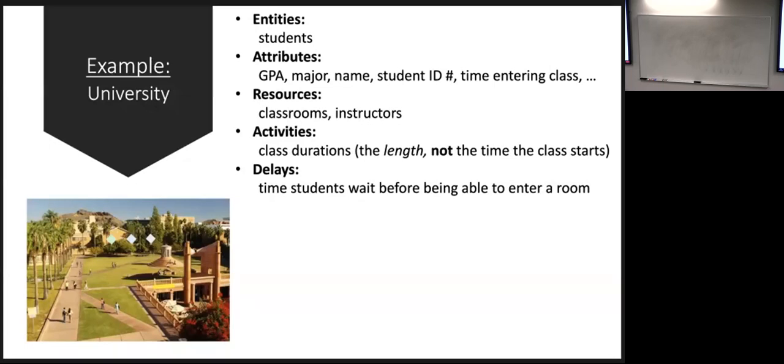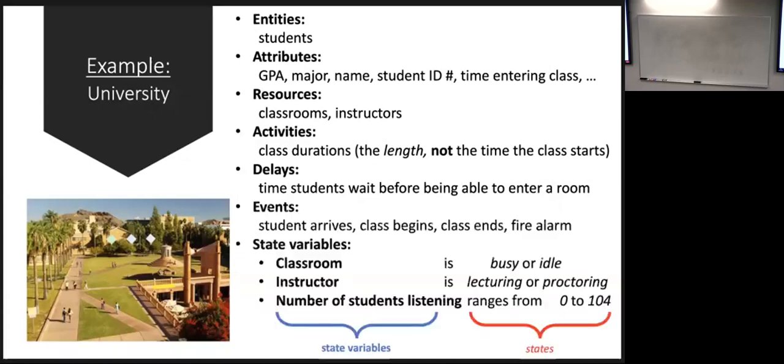Activities, the class duration. So the students are stuck in that classroom for however long the class is. On average, the class is 75 minutes, but sometimes it's less than that. Sometimes it might be a few minutes more than that. So this is predictable. We would expect on average the class to be 75 minutes. So it's the duration, not the time that it starts. 10:30 isn't the activity, but 75 minutes is the activity. It's the predictable duration of the class. And then the delays are how long the students have to wait for those resources to become available.